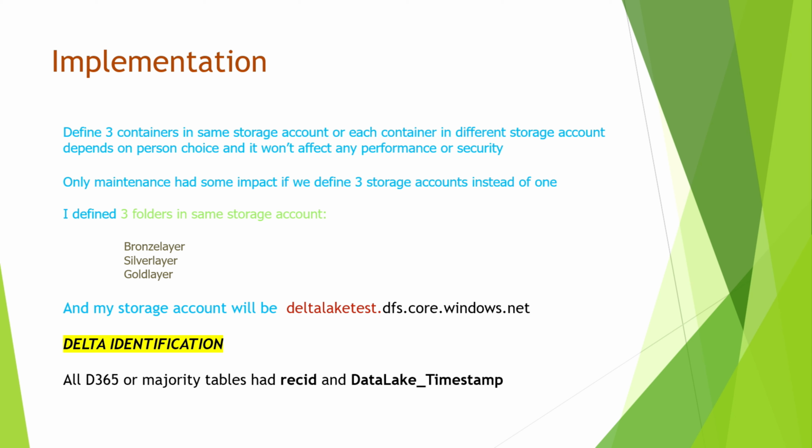One is the bronze layer, then silver and gold, and my storage account will be deltalaketest.dfs.core.windows.net. For identification, all the Delta tables in Dynamics 365 we can identify based on the RecId or the DeltaLake underscore timestamp. This DeltaLake underscore timestamp will be there for almost all the tables.